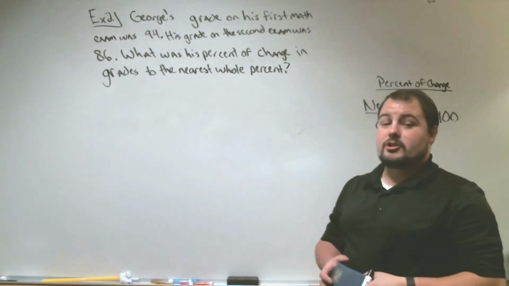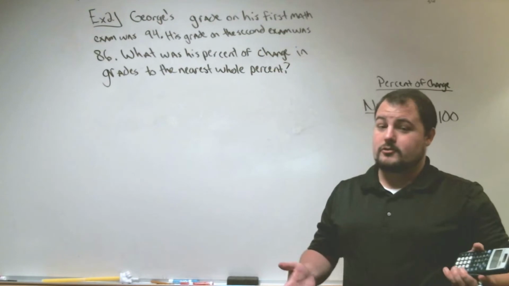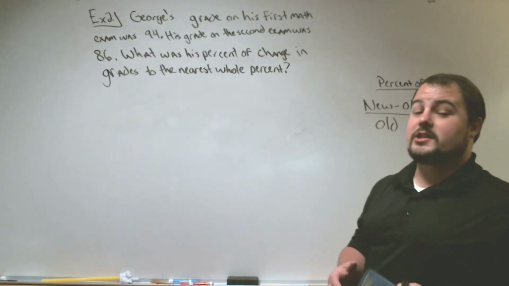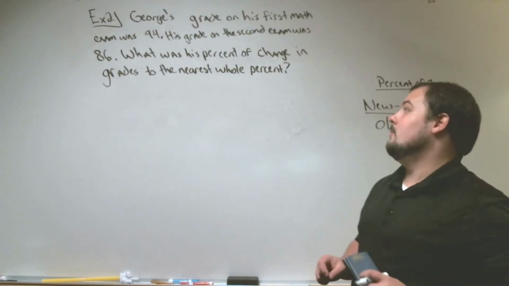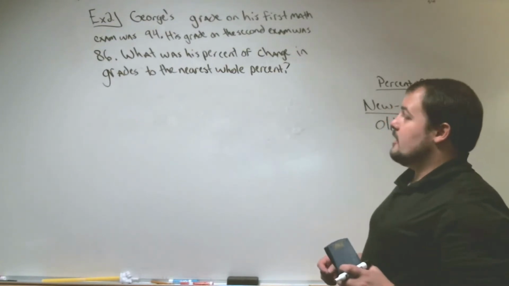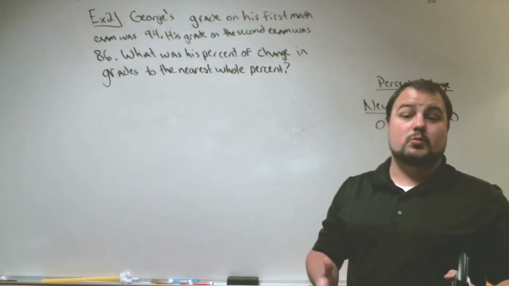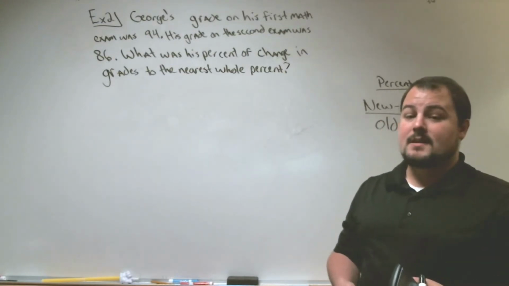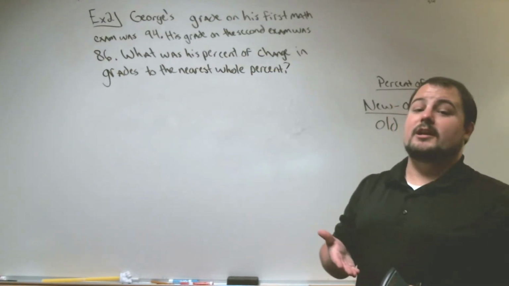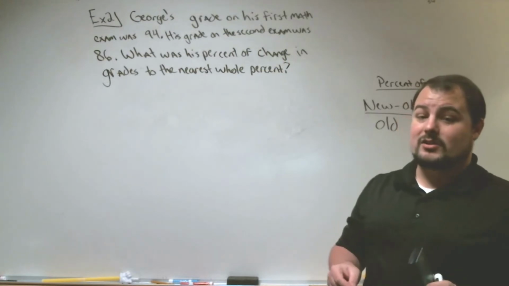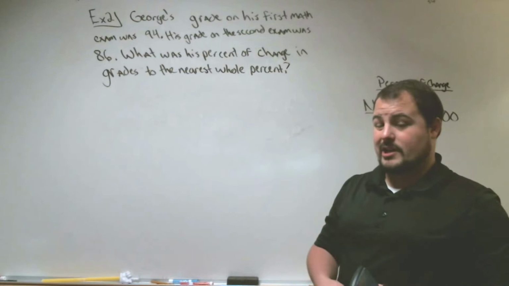For example 2, we're going to talk about George. George's grade on his first math exam was 94, so George did really awesome on his first exam. His grade on his second exam was 86, a little bit lower. What was his percent of change in grades to the nearest whole percent? So we're going to figure out what his percent of change was based on the grades that he got. Hopefully you're understanding that he went from a 94 on his first one to an 86 on the second one, so it's actually going to be a percent of decrease. Our job is to figure out what percent of decrease he actually had.